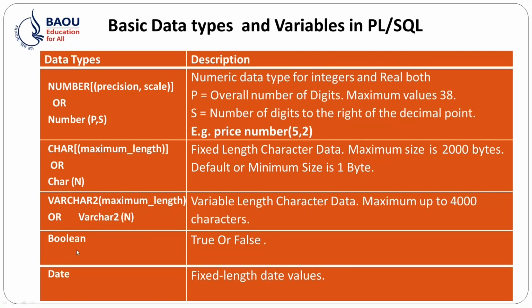Boolean data type. The Boolean data type is used to store the values true and false, and the non-value null. Null means a missing, unknown or inapplicable value. The true and false values are stored in a Boolean type variable.